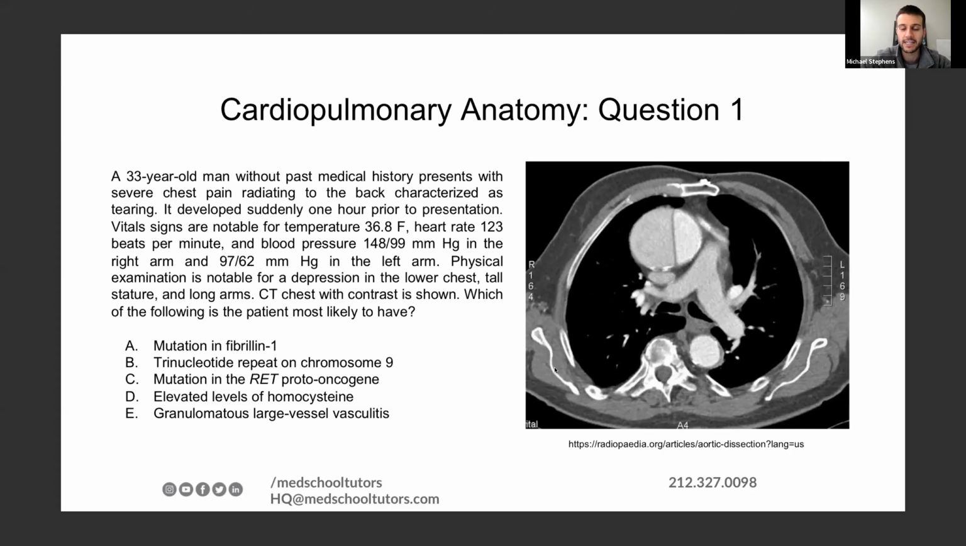I didn't even realize, I guess, that the reference at the bottom kind of gives the answer. I'm sorry, guys, if you have honed in on that. That might be a running thing because the Radiopaedia articles all have the diagnosis in the URL. But okay, so we're dealing with an aortic dissection.